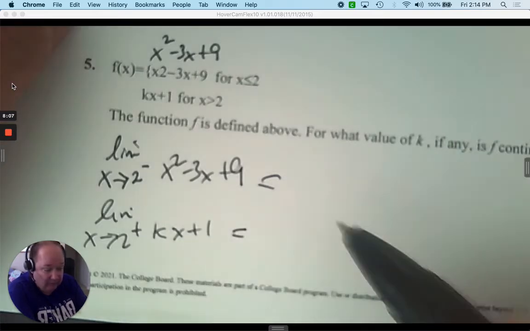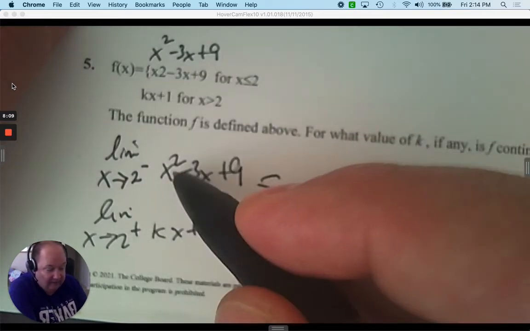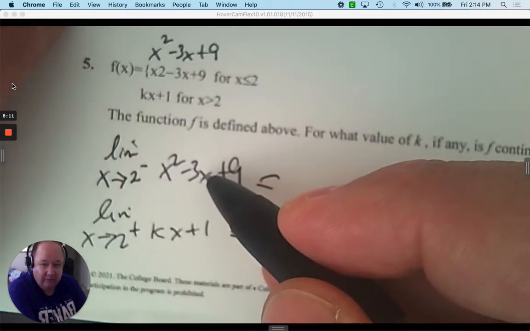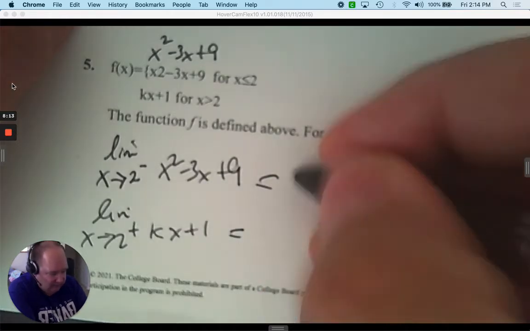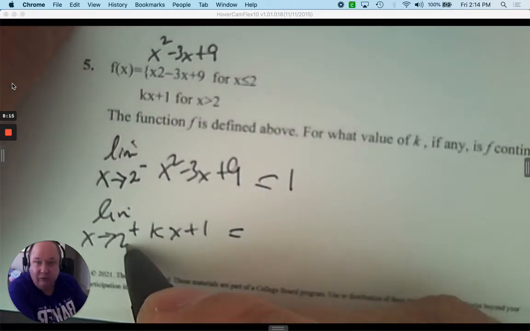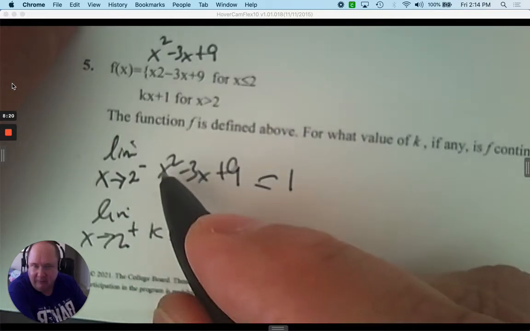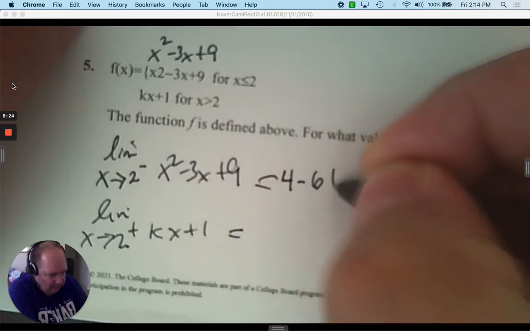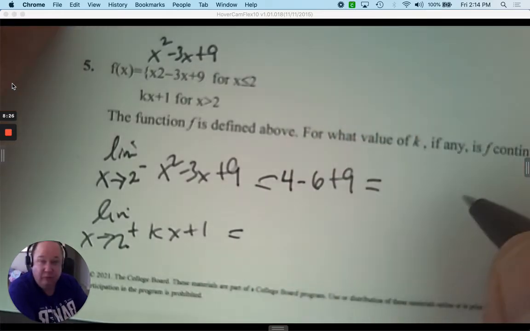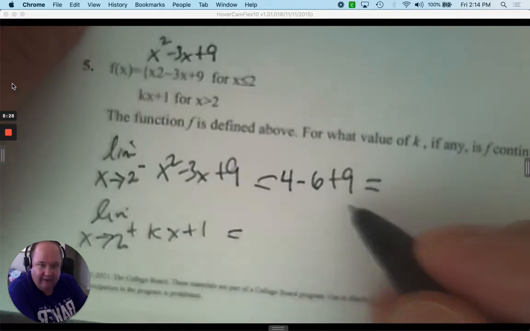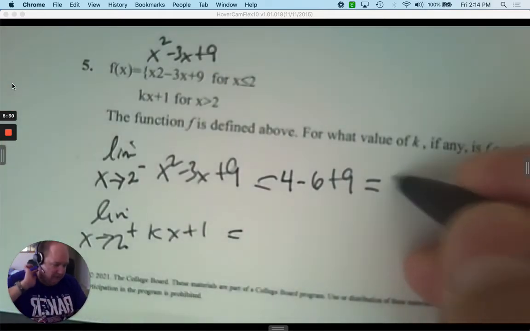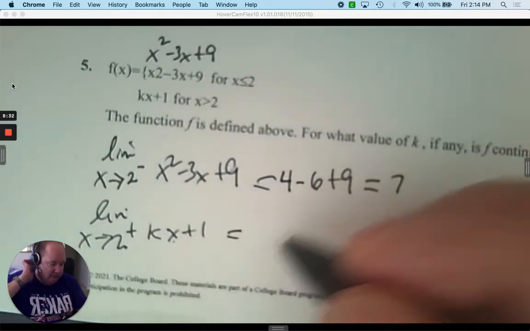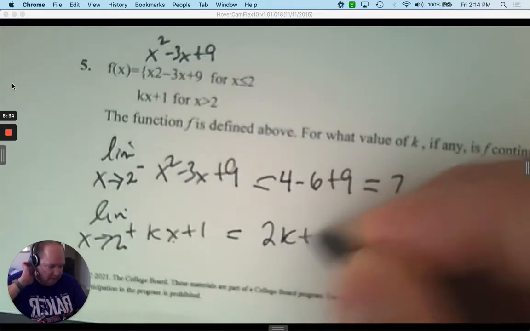But anyways, you're going to plug in 2 for x. If you do that, that is 4, take away 12, that's negative 8 plus 9, that's 1. Plug in 2. Wait, 4? I said 2, right? Let's try it again. Plug in 2, and you get 4 minus 6 plus 9. So that is positive 7. Plug in 2 for x, and you get 2k plus 1.